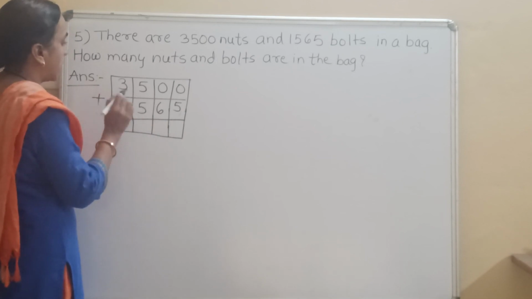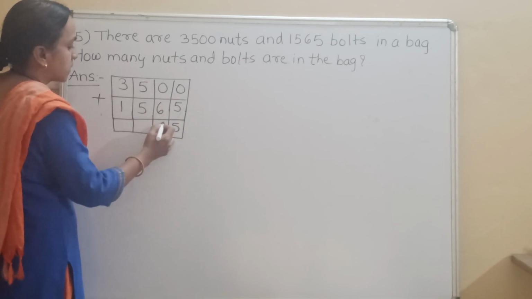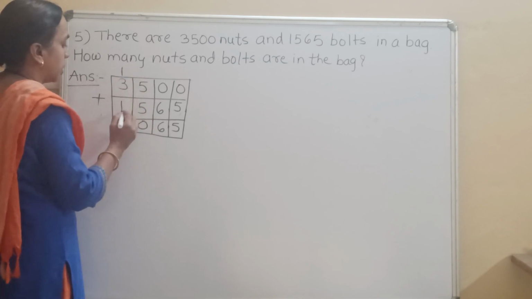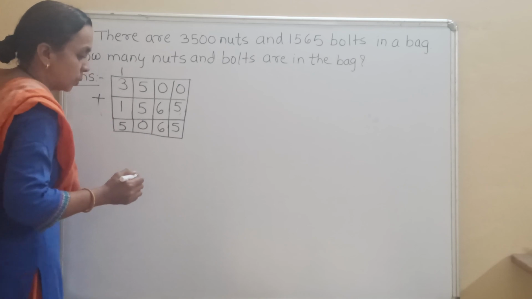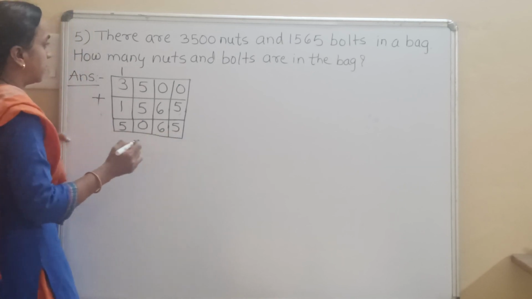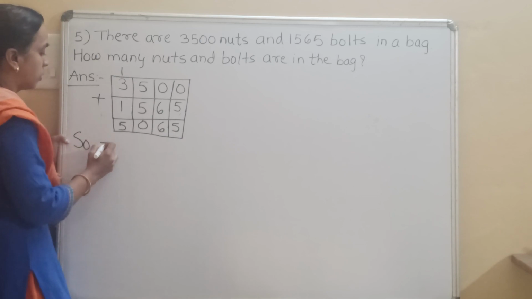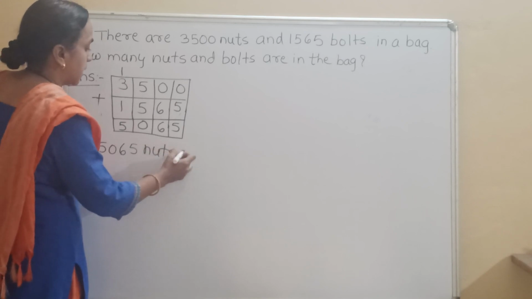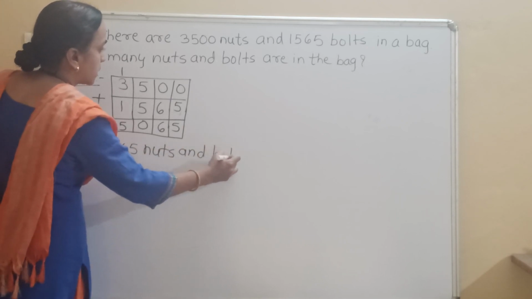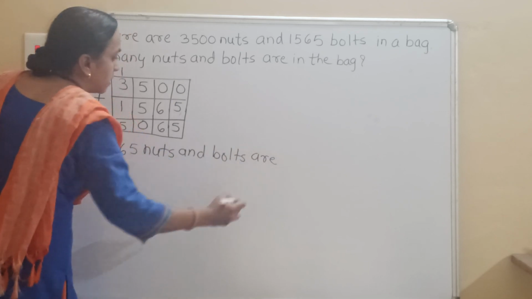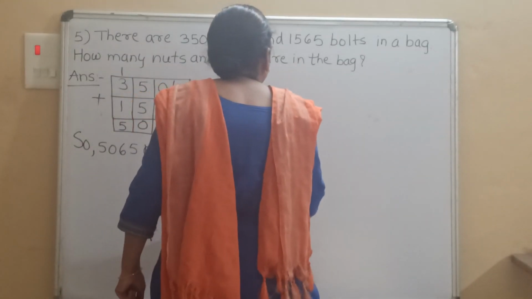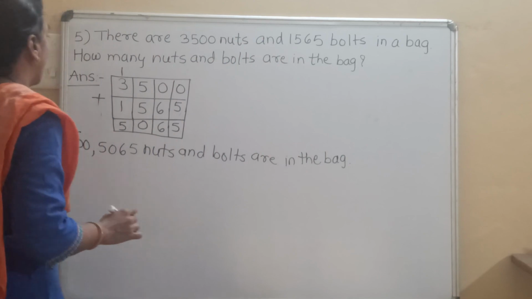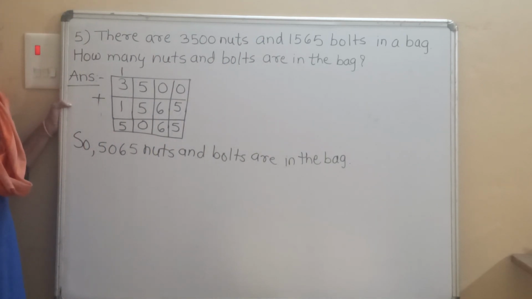So we have to add now. 5 plus 0 is 5. 6 plus 0 is 6. 5 plus 5 is 10. Carry 1. 3 plus 1 is 4, 4 plus 1 is 5. So our answer is 5,065. So we can write: 5,065 nuts and bolts are in the bag. So complete it in your notebook.